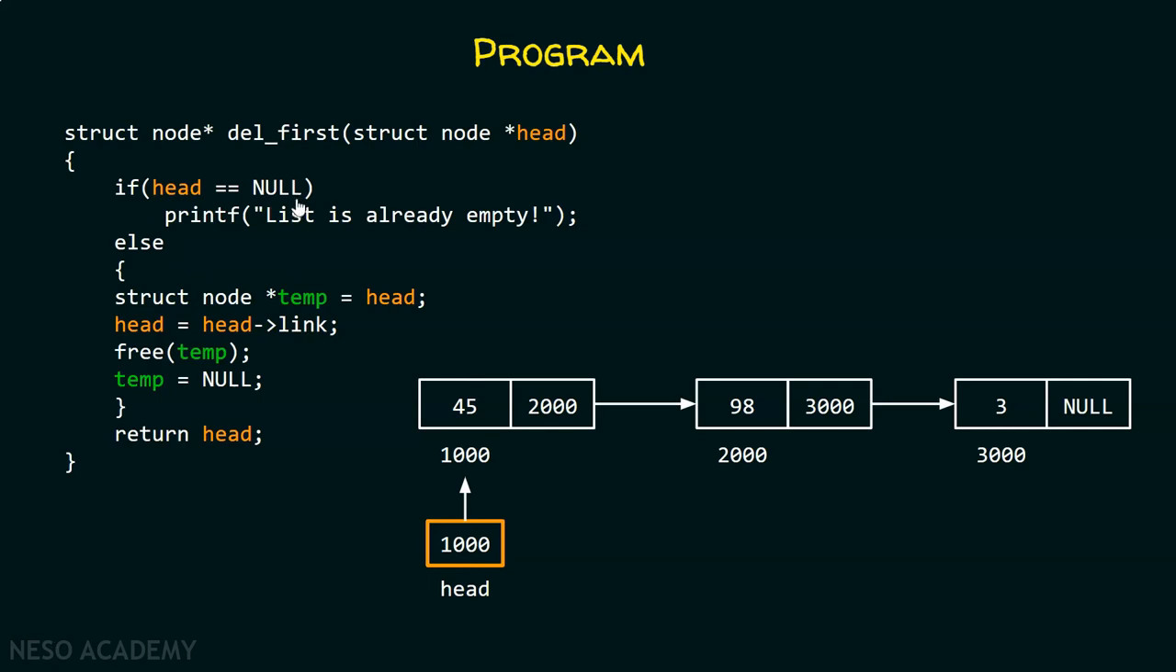If list is already empty, then we will print this message: list is already empty. There is no need to delete any element because list is already empty, right? That is why we will print this message. Else, we will do this procedure. That is, we will create a temp pointer which will point to the first node of this list. And then after that, we'll move our head pointer towards right, and then we will free the memory of this node. That is, we will delete this node.